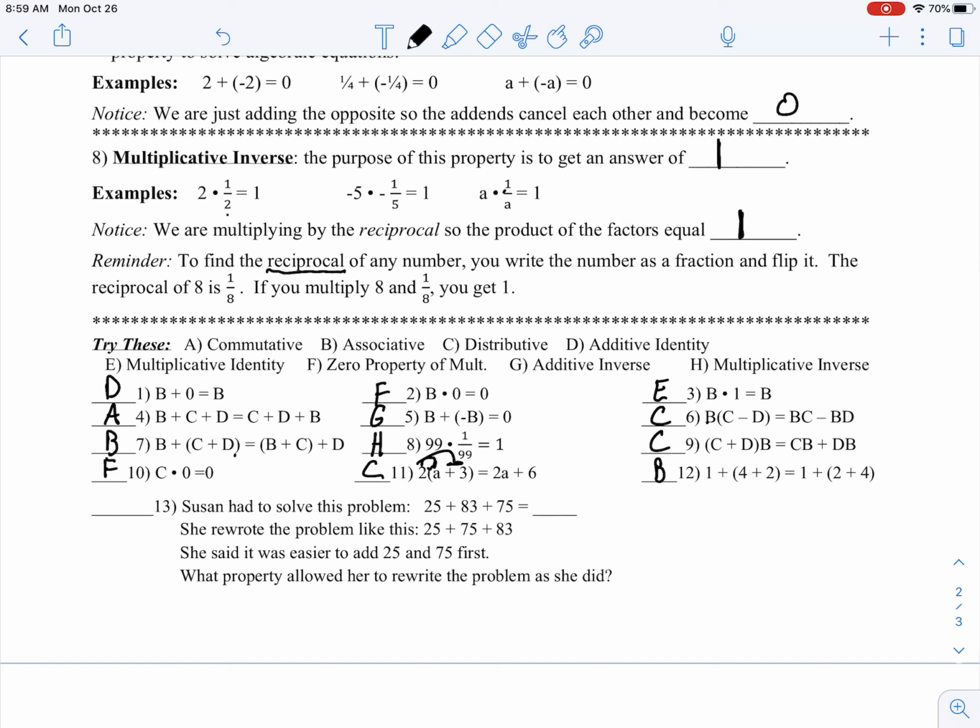And finally, Susan had to solve this problem here. She rewrote the problem, like she switched a couple things around, because it was easier to add 25 and 75 first. So what property allowed her to do this? Well, which of our properties says that we can flip-flop things around and it doesn't change? Well, that is the commutative property. All right, so those are all our properties.